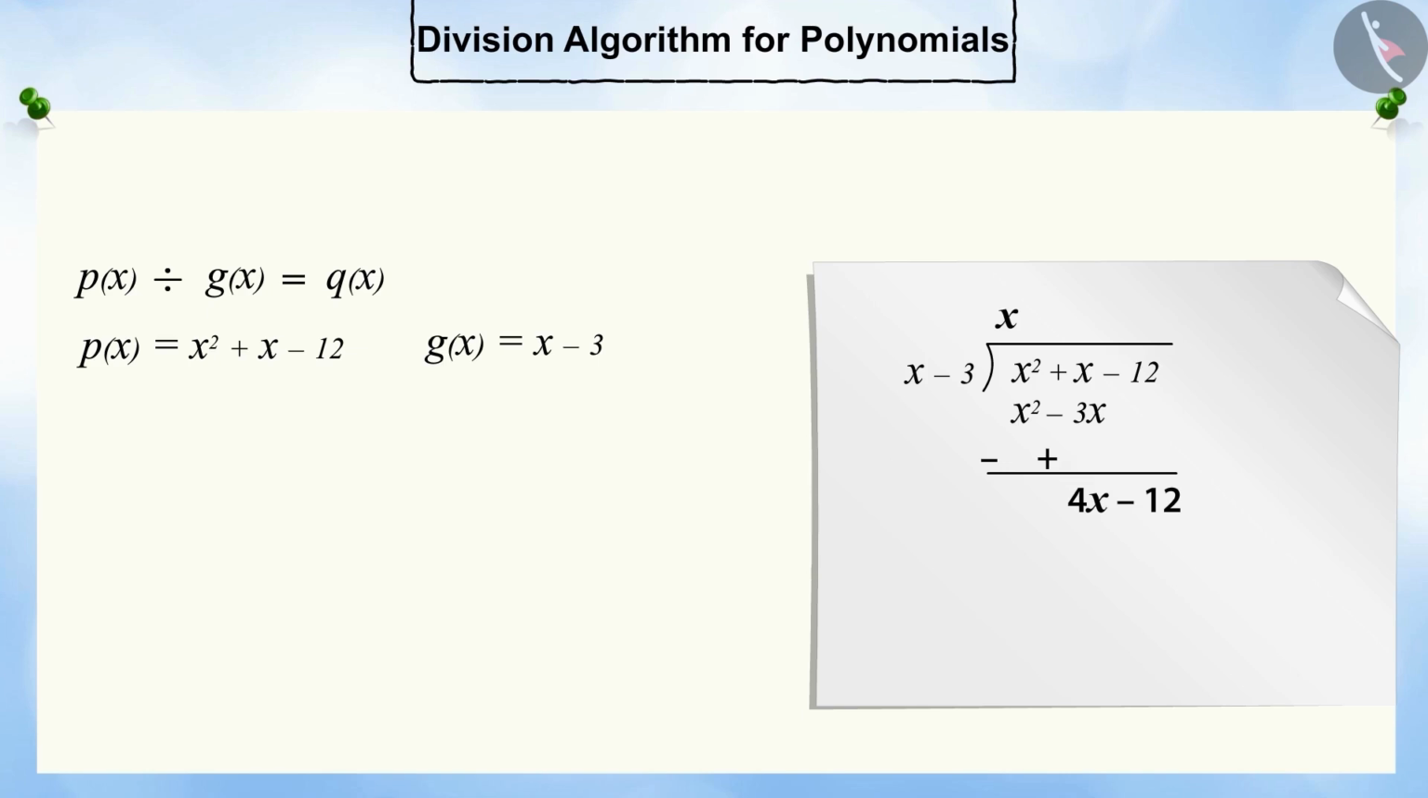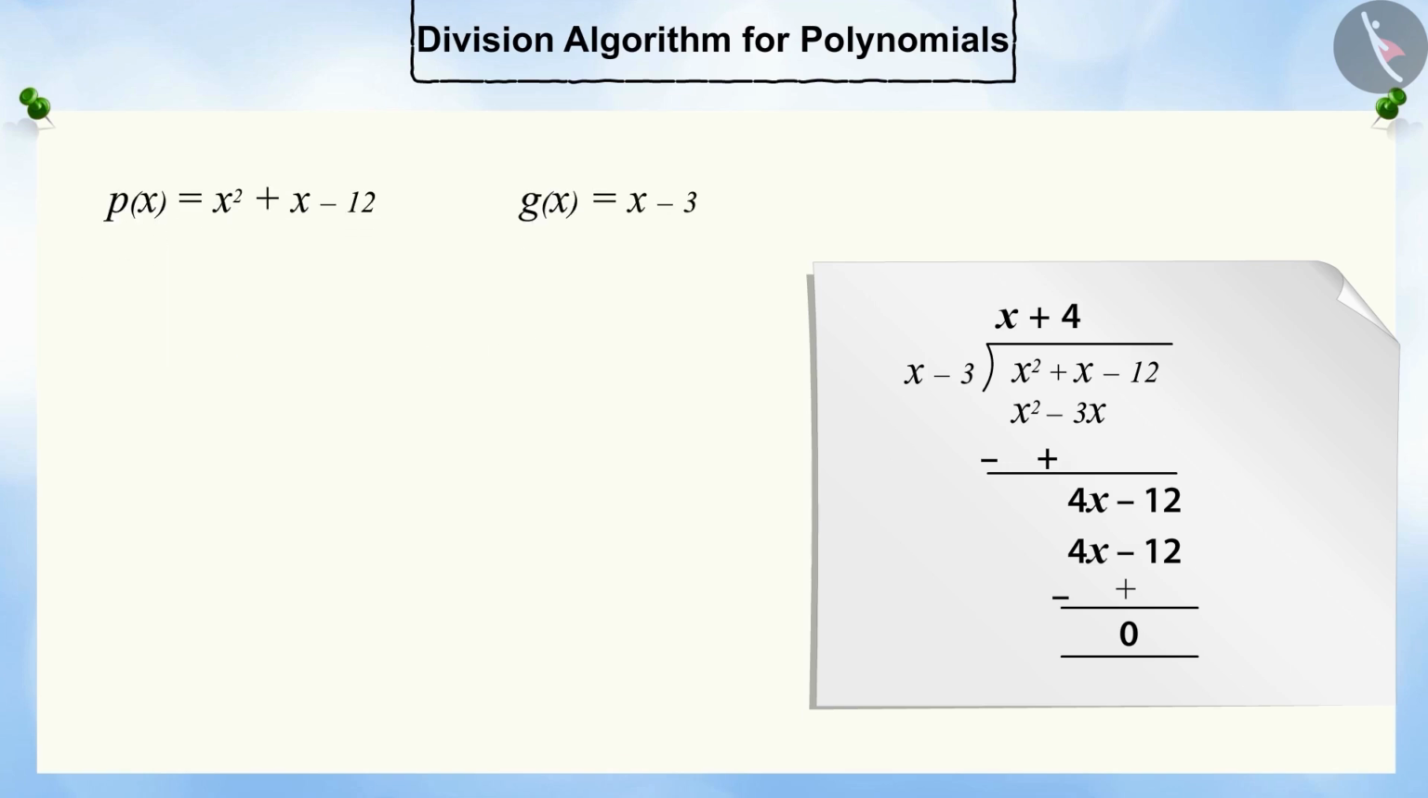Repeat this division process again with the new dividend either until the remainder is reduced to 0 or till its power becomes less than the power of the divisor. Just like in our example, where the remainder is 0, which can be represented with r(x), and the quotient is x plus 4. In this way, we can divide one polynomial with another polynomial.